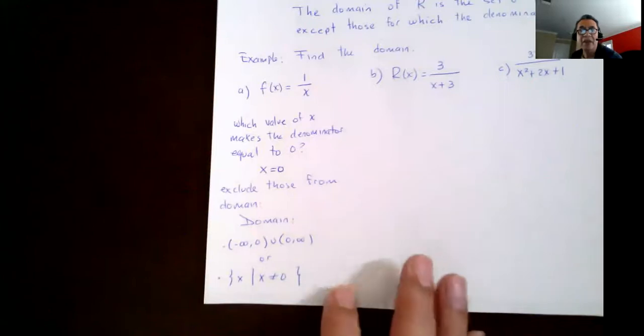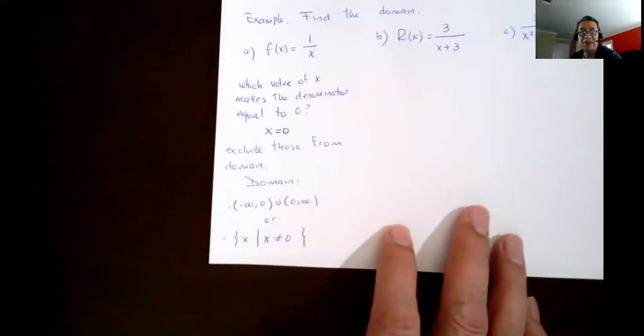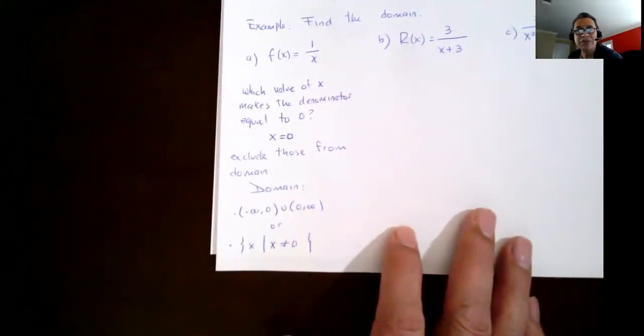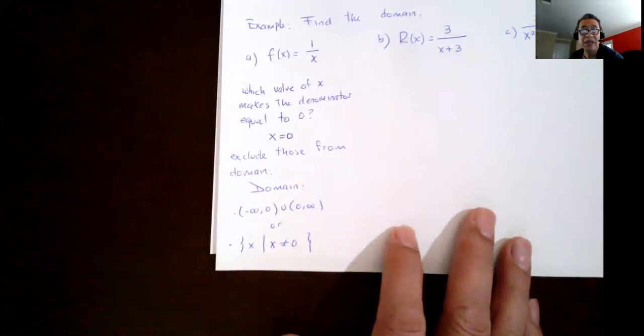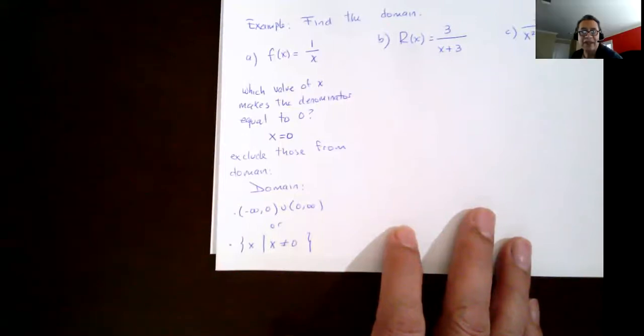Pretty good, notice. Let's find the domain. Let's start with A. Notice, I already found the domain, but let's go step by step here. We said that the domain of a rational function are all the values except the values that would make the function undefined. Notice, the function is f of x equals 1 over x. The question is, which value of x makes the denominator equal to 0? 0, right? Thank you, Cherry. x equals 0 makes the denominator undefined, or makes the function undefined.